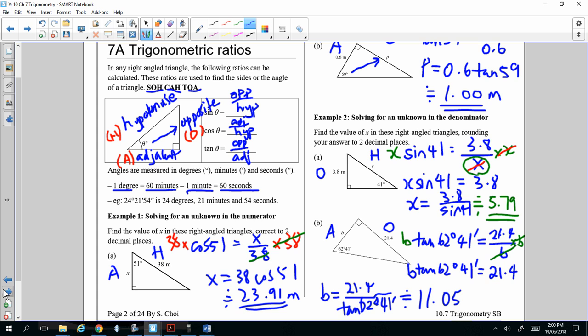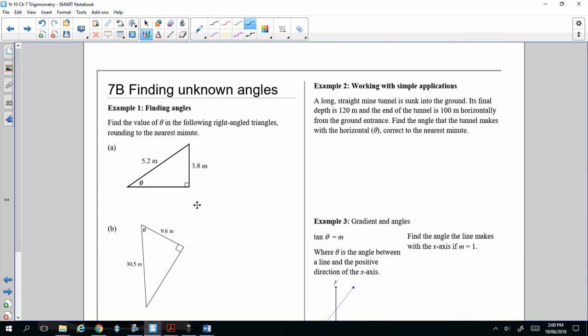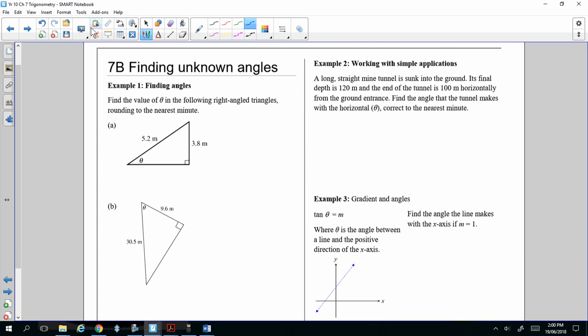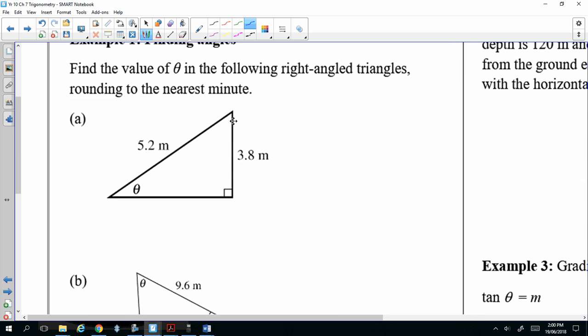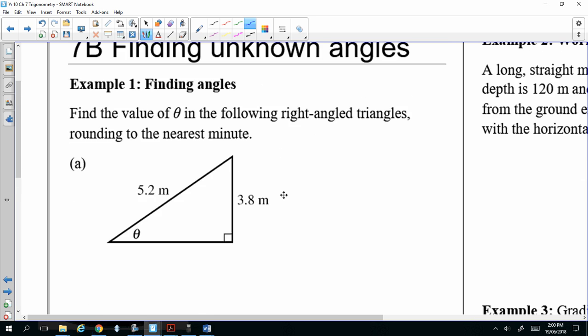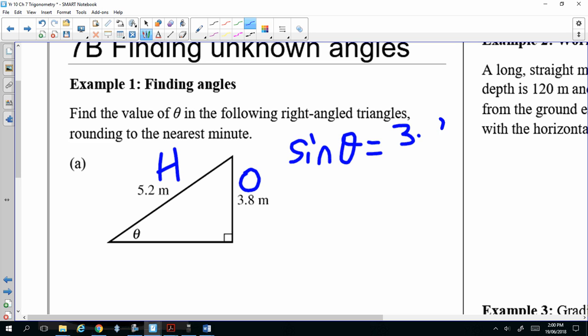Next one, let's find unknown angles. Okay, angles are easier to do. You don't have to worry about numerator or denominator because two sides are always given when we find the angle. So the first question is hypotenuse or opposite, so that must be sine. So write sine theta equal to opposite over hypotenuse.